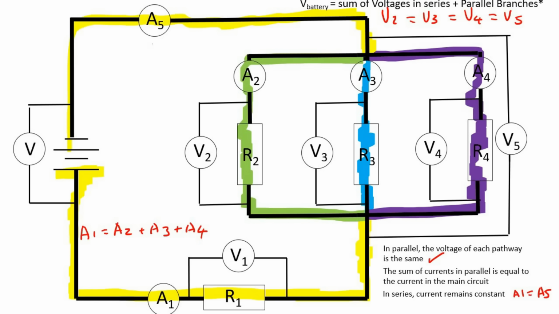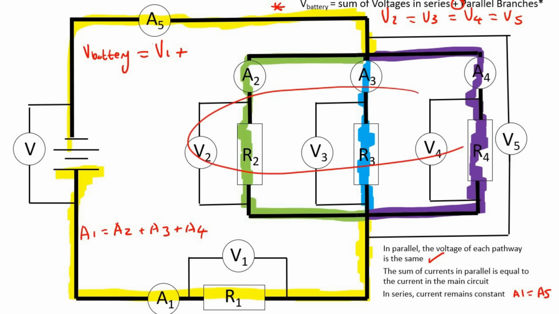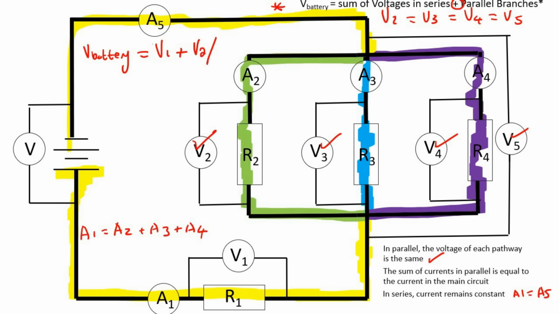And then lastly, we've got this rule that we have at the top here, which says that the battery's voltage is going to be the sum of all of the voltages in series. Okay, so the battery voltage is going to be all of the voltages in series. So if you look in series, we've got this voltage meter here, so we can say V1. Then it says plus. Now we look for all the parallel parts, but this parallel part, you only choose one of those voltmeters. So we could choose plus V2, or you could choose V3, or you could choose V4, or you could choose V5, but don't choose all of them. You just choose one of them. Okay?